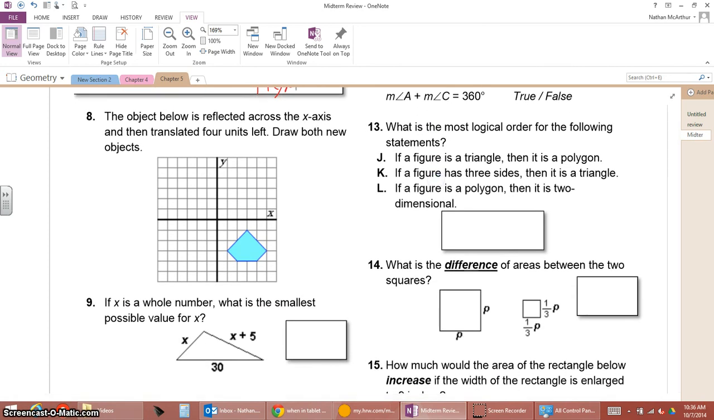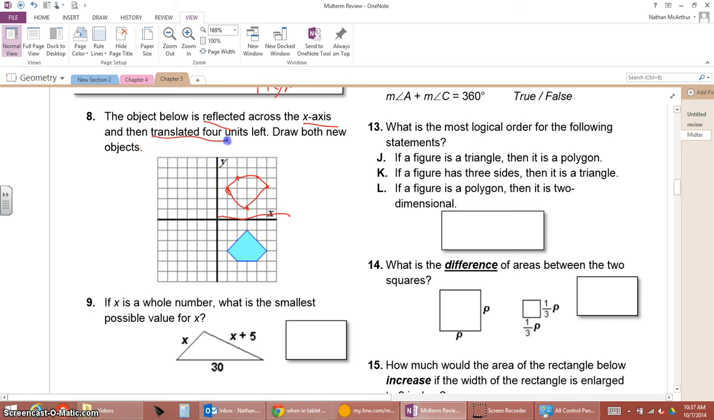Number 8. The object below is reflected across the x-axis, then translated 4 units left. Draw both new objects. All right, so I translate this. Let's see. It says reflected across the x-axis. So here's the x-axis. So I've got to go to here. 1, 2, 3, 4 for each point, counting down. And now I connect my dots. Looks kind of ugly, but that's okay. So now that's the reflected part done.